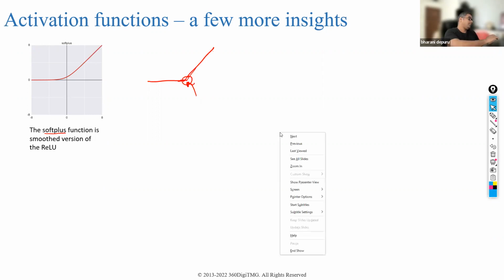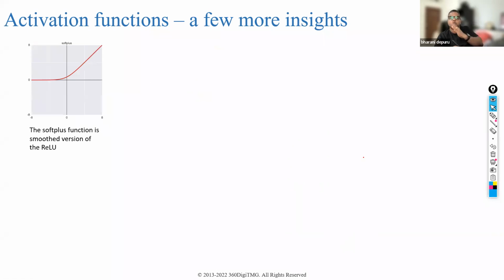Hence, people prefer something which is smooth, something which can be differentiated. And as part of that, you have softplus. Softplus is typically the ReLU activation function only. But wherever you had the sharp kink, ReLU was like this. So there, instead of this sharp kink, you're putting one smooth finish and you're calling it softplus.